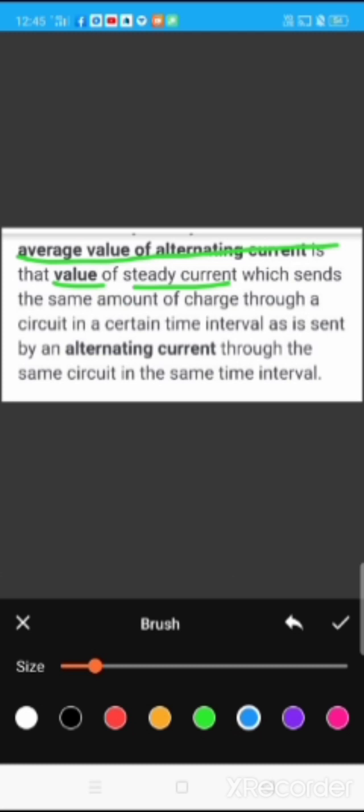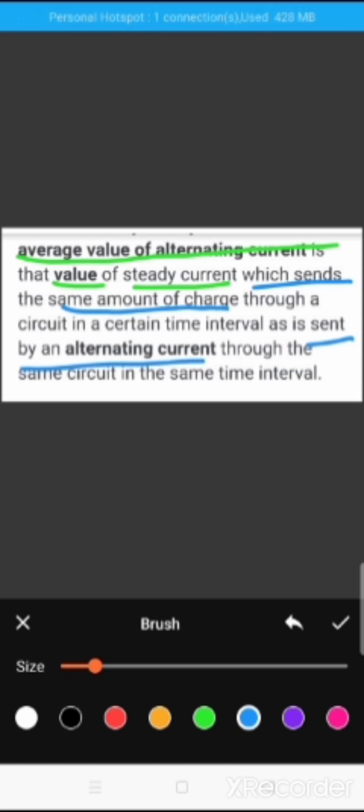The average value of alternating current is that value of steady current which sends the same amount of charge through a circuit in a certain time interval as is sent by an alternating current through the same circuit in the same time interval. In more simple language, it's the value of steady current that sends the same amount of charge as alternating current in the same circuit and in the same interval of time.